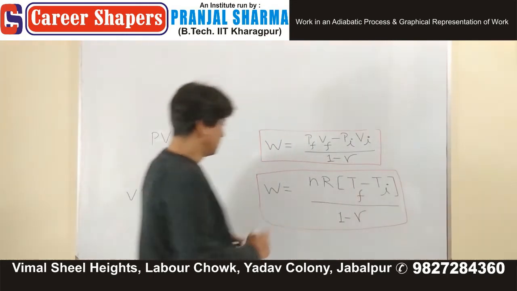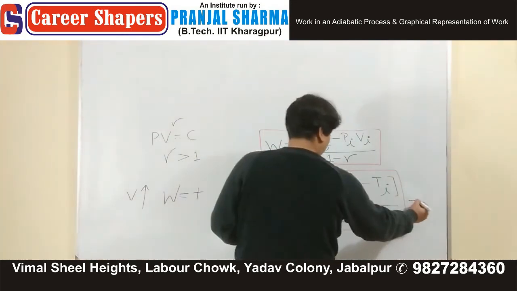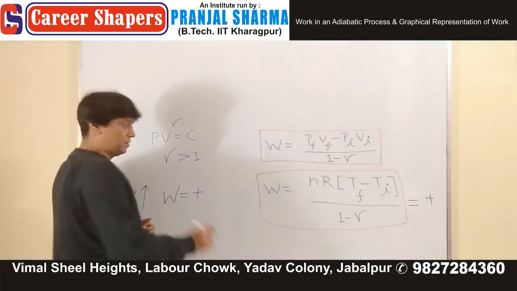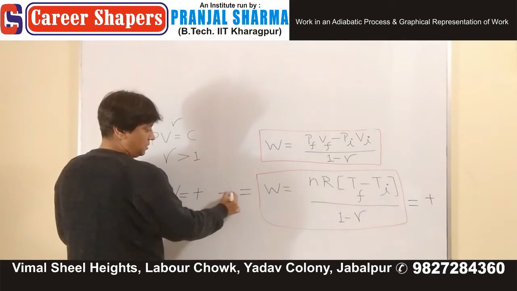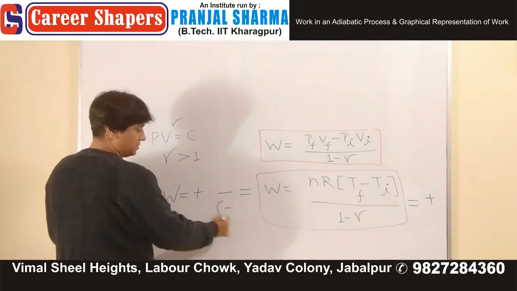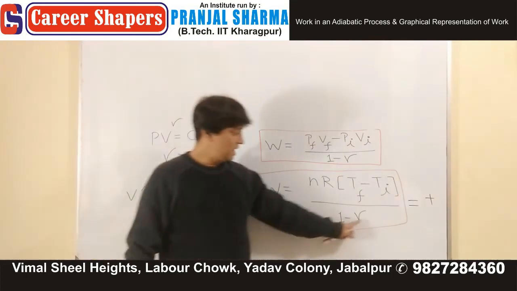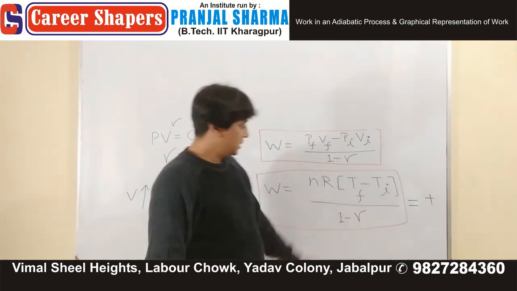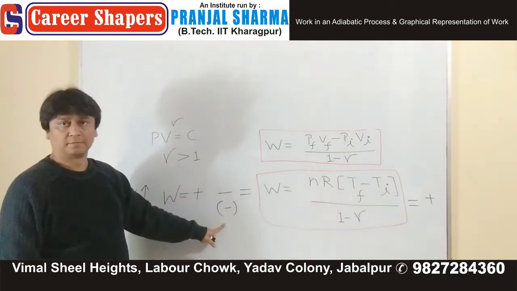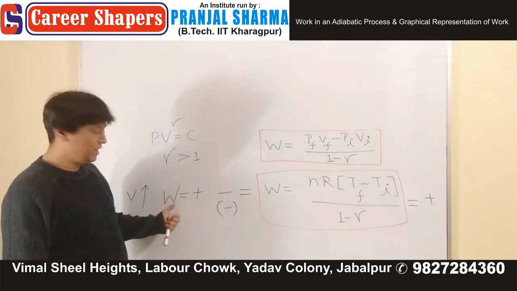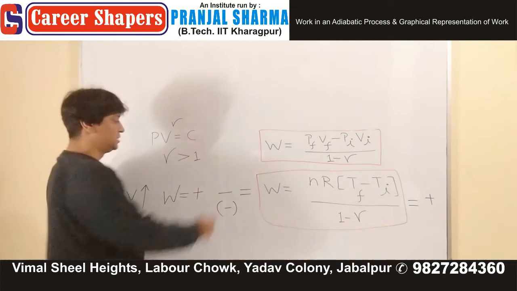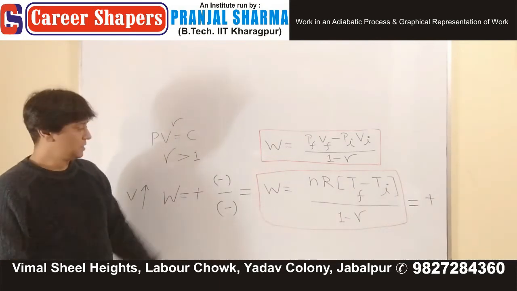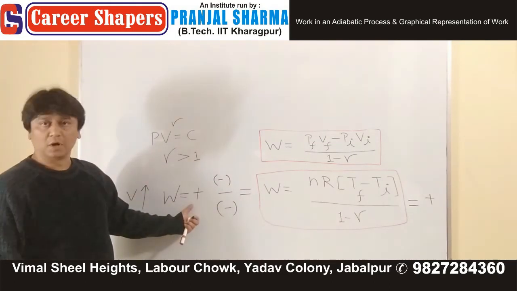Now, work is coming positive, but look at the denominator. 1 minus gamma. Gamma is greater than 1. Denominator is negative. If this is negative, we need positive work. That means numerator should also be negative. Negative will give you what? Positive.